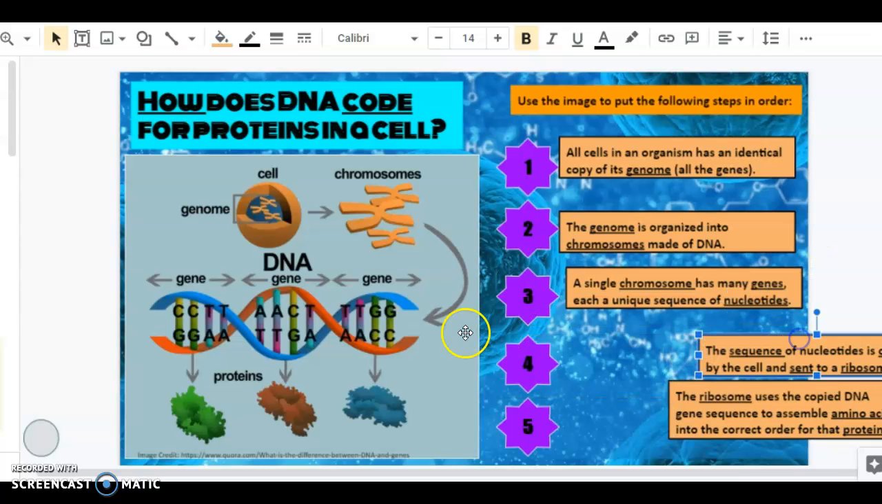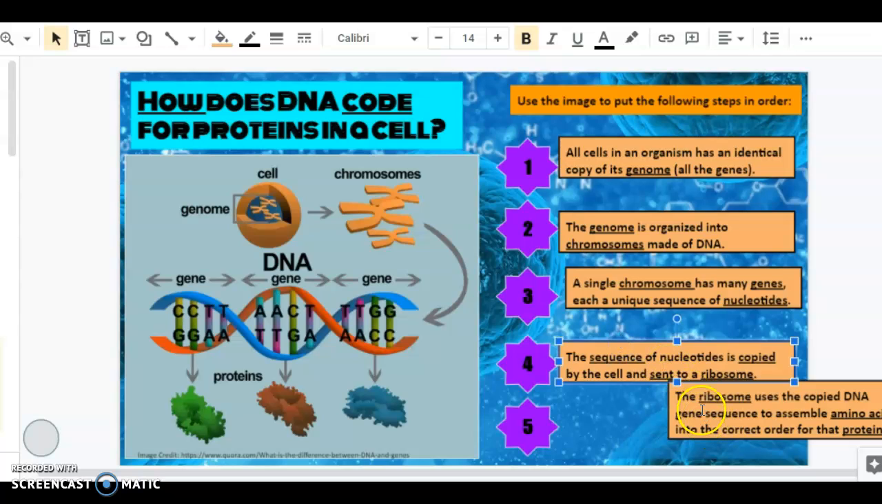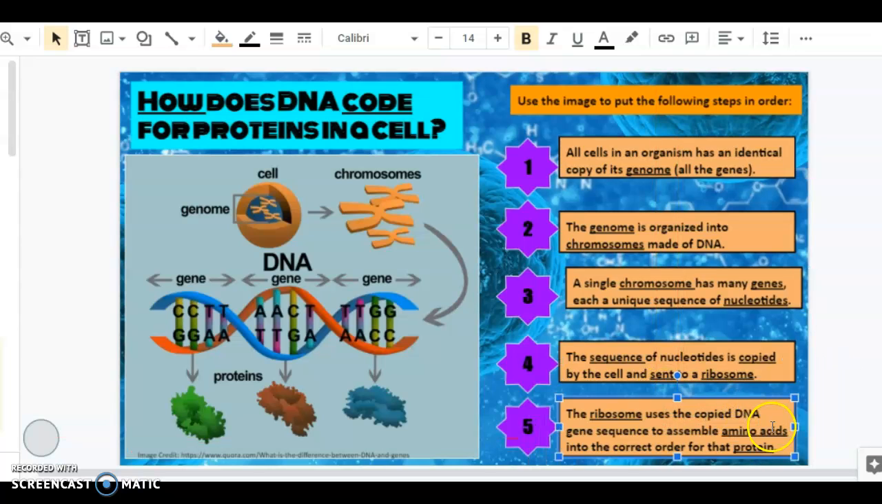Those genes, which are sections of DNA, are made up of a sequence of nucleotides. The sequence of nucleotides is copied by the cell and sent to a ribosome, and the ribosome uses that sequence to assemble amino acids, the building blocks of proteins, into the correct order to make a protein.